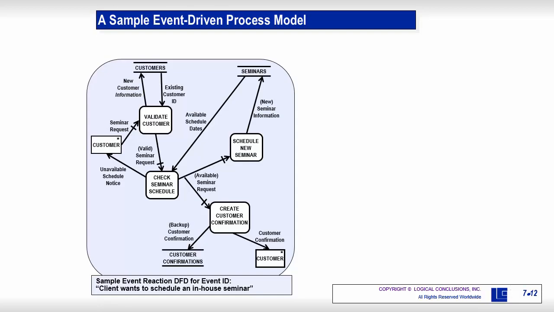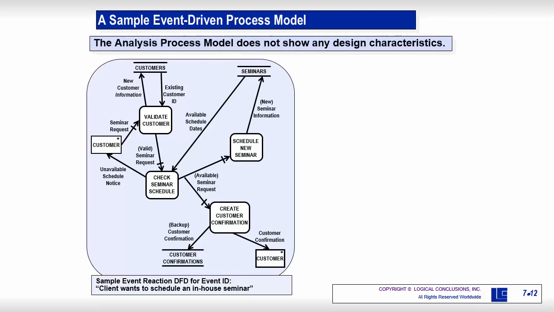As I've said many times before, the analysis process model does not show any design characteristics. On this slide is an analysis process model that I have shown before. It has no design characteristics shown. It shows one complete detailed event reaction. I want to use it to list the design characteristics that it doesn't show. Remember, we want to capture an analysis model that will last as long as the organization is in the line of business identified in the model.